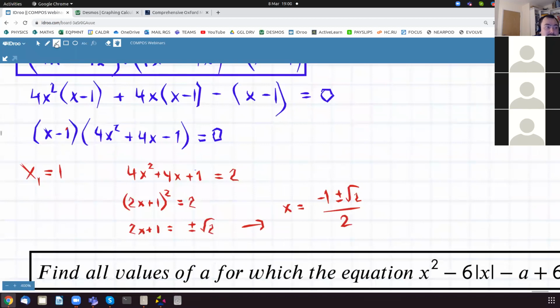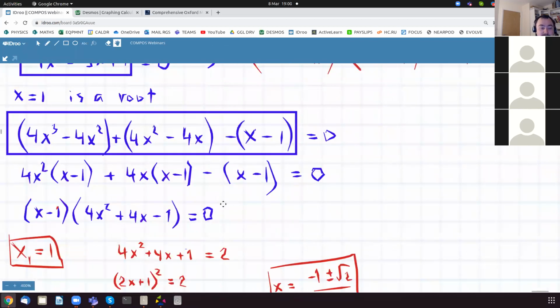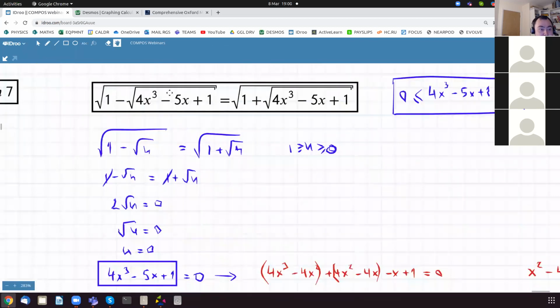Both solutions are valid. It's easy to check, because all three solutions are valid. If you substitute them into the original one, this thing would be 0, and square root of 0 is 0. So 1 minus 0 is equal to 1 plus 0.